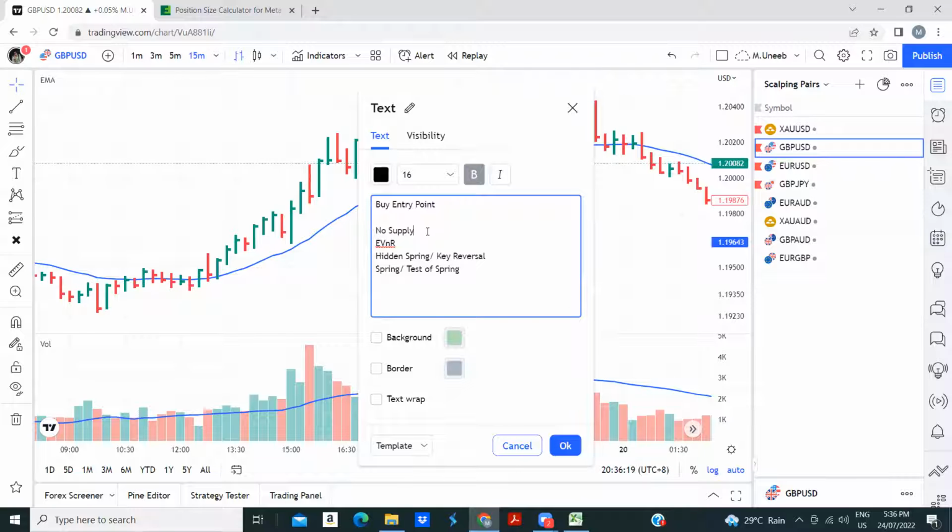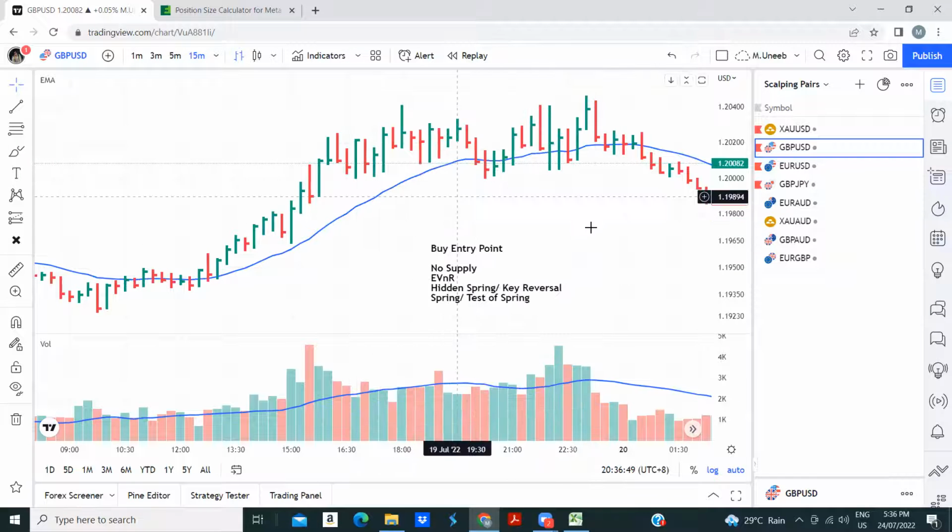No supply: obviously, you know the volume. During no supply, the volume should be lower than the previous two bars. After effort versus no result, you will have a small range bar with a huge volume. Hidden spring and key reversal can have two kinds of volume. It will either have an effort versus no result type of volume, or a no supply type of volume. Spring and test of spring can also have effort versus no result type of volume or no supply type of volume. Because these are entry points.